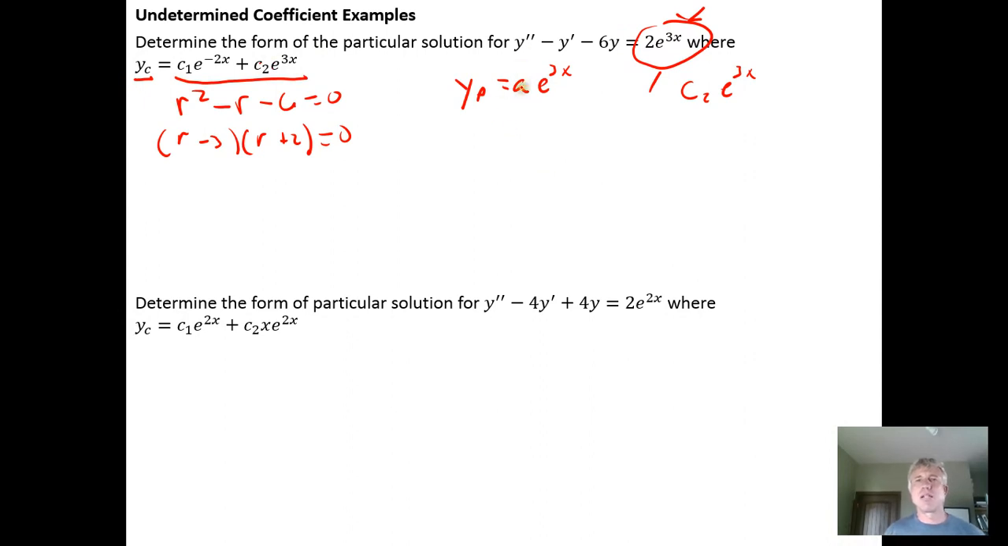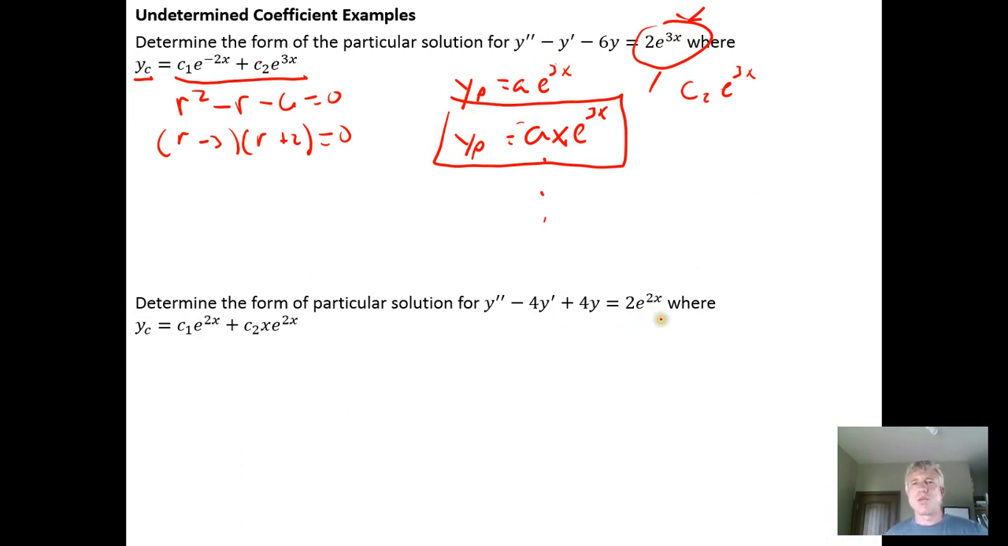Instead of guessing a constant times e to the 3x, we'll just make a guess that our particular solution looks like a times x e to the 3x, and then we go through the solution process making this guess, and this will work out if you push this guess through this differential equation.